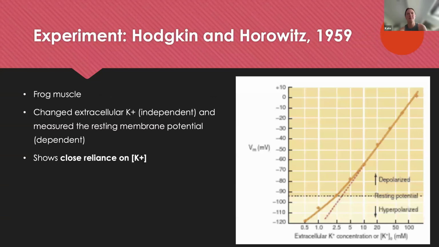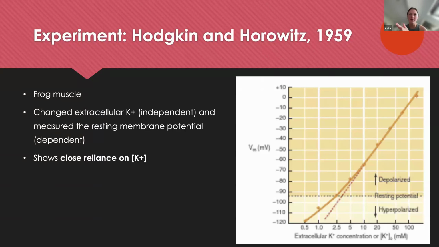So this is our first piece of experimental evidence. There was an experiment done in 1959 by Hodgkin and Horowitz, and they used frog muscle cells, and they changed the extracellular potassium that was bathing the cell, and then they measured the resting membrane potential of the cell as they changed this extracellular potassium. And this is the graph. Sorry, it's not very good quality. This is the graph on the right-hand side, which shows the values that they found.